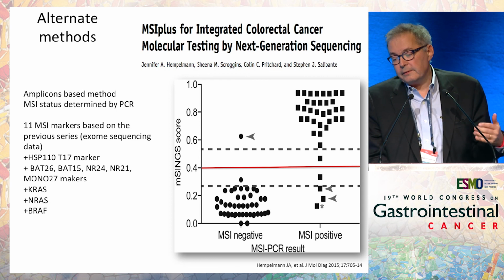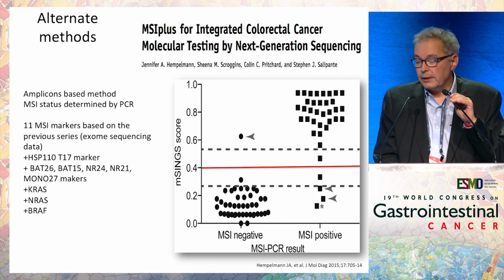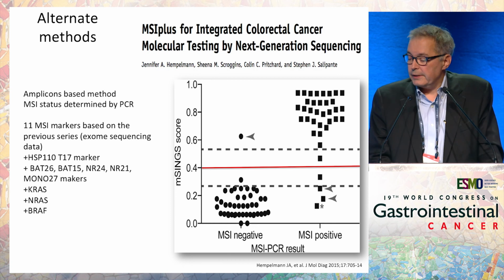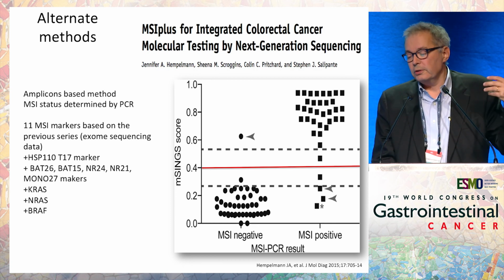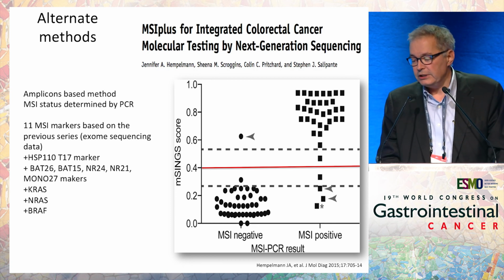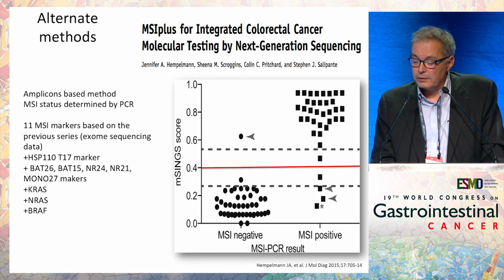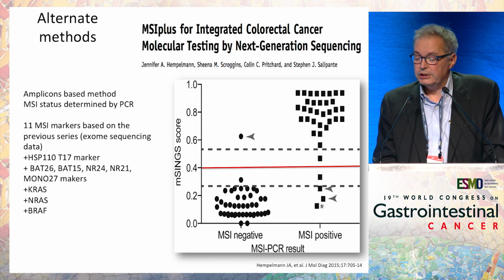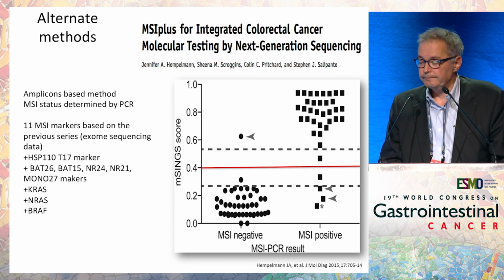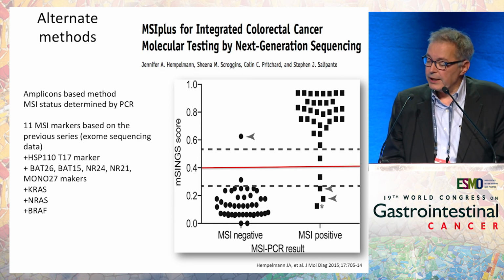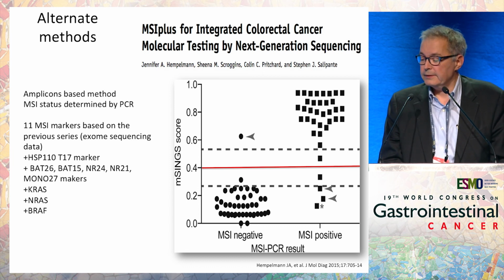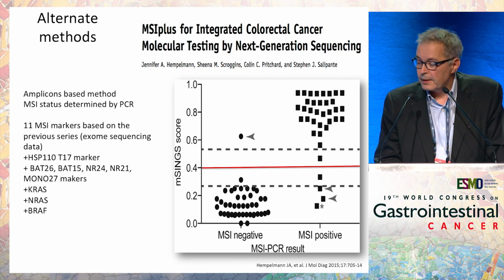Finally, there is a recent publication trying to define a panel of genes allowing to distinguish MSI from MSS tumors. They use the biomarkers plus several genes which are important in colon cancer. And as you can see, they distinguish between MSI negative and MSI positive with a score of 0.4 as a cutoff. But you can see there are some discrepant results.